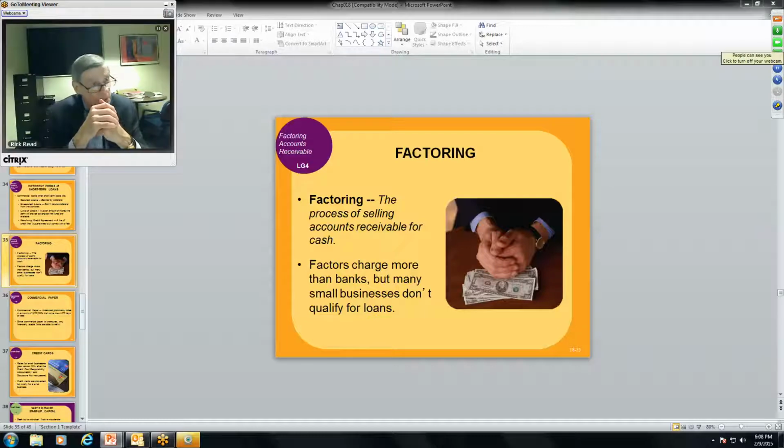It's what's known as factoring. Notice that it is selling accounts receivable for cash. Now, if you do that, small business, many small businesses will do that for a number of reasons. Number one, they need the cash right away. And number two, there's some other reason. Well, I'm not going to give another one. Primarily, they need the cash right away to do something or some things.